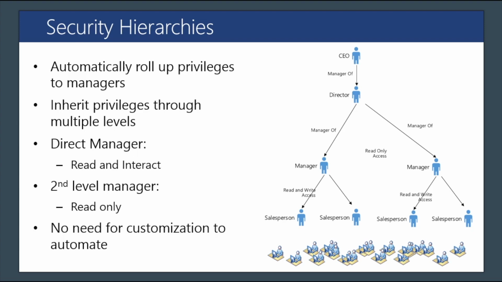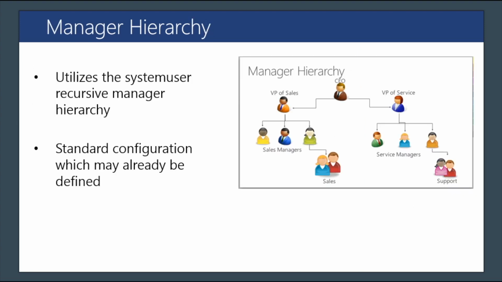So if we're looking at the example in the figure here, we have a team of salespeople owning a set of records within the system, right? And the managers of the sales team have read and write access to those records. Whereas the director level, which is the manager of the manager, has read access to those records.